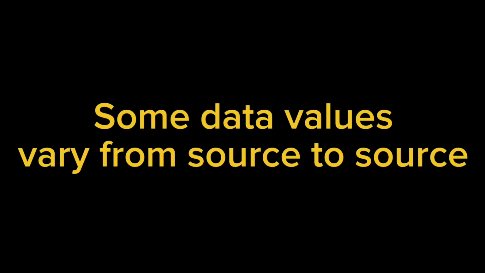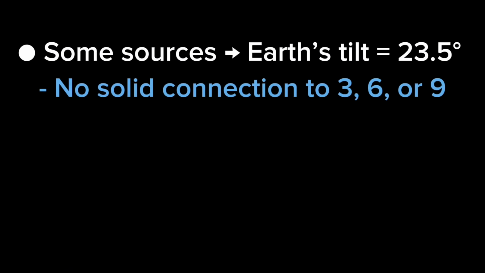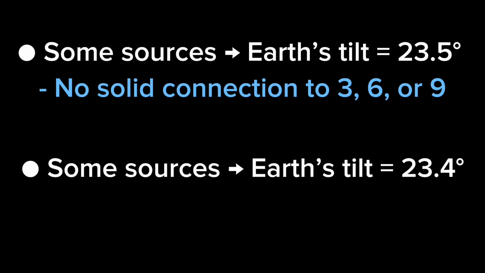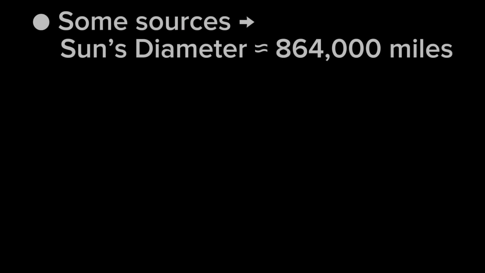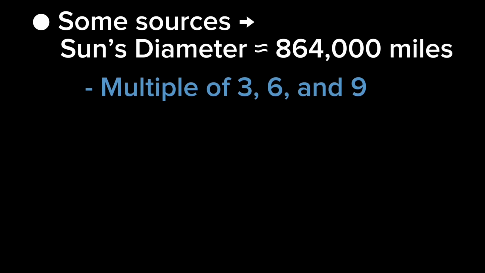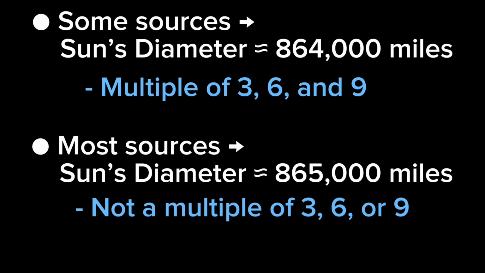Another thing to keep in mind is that some data values vary from source to source. For example, some websites say the Earth's tilt is at 23.5 degrees, which does not connect well to these numbers, whereas others say it's 23.4 degrees, which has a digital root of 9. I went with 23.4 because that's what NASA says on their website. Some sources claim the sun has a diameter of 864,000 miles, which is a multiple of 3, 6, and 9, but most claim it is closer to 865,000 miles, which is why I didn't mention it earlier.